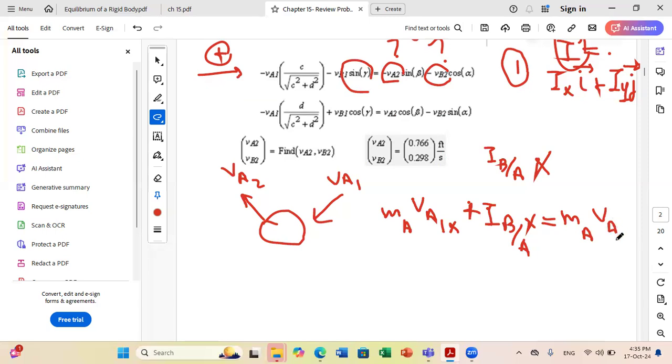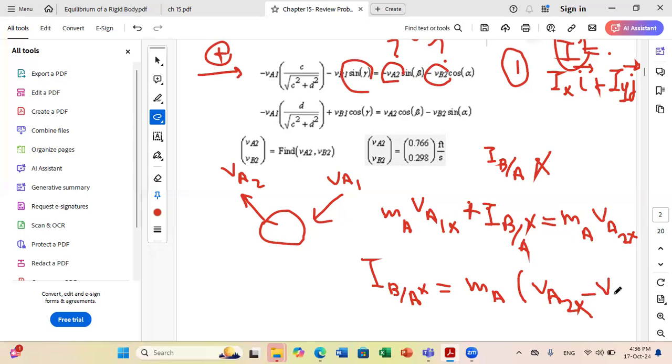So we know VA2x, since we calculated the VA2 magnitude and we know the angle, we project along x. So we can find VA2x, okay? Now the only unknown in this equation is the impulse of B on A in the x direction. It's equal to MA times the change in velocity along x. So it's MA times VA2x minus VA1x. This will give us the impulse in x.